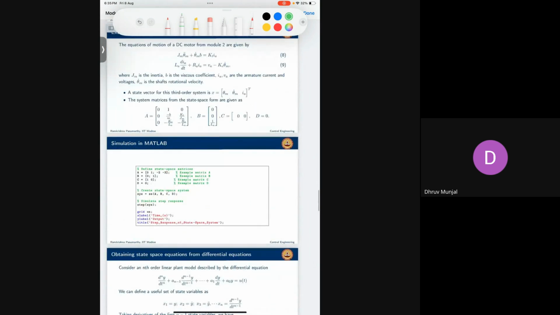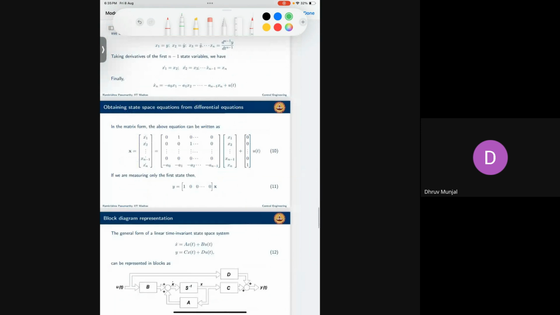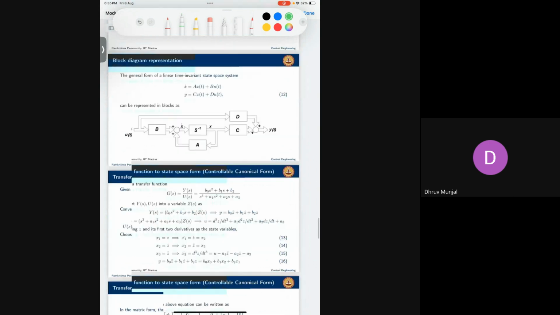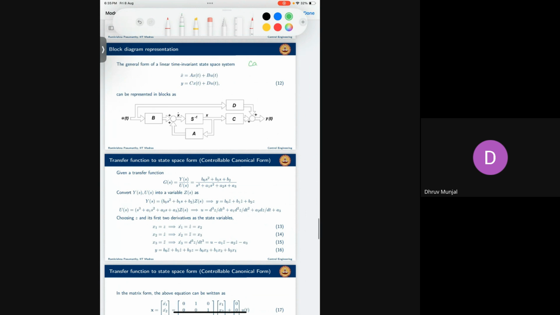Now this is another example, based on a DC motor. Another important thing is representing the system in controllable and observable canonical form. The first question is, what is canonical form? Why do we need canonical form? In control theory, the canonical form is a standardized structural representation of a system's state space model.